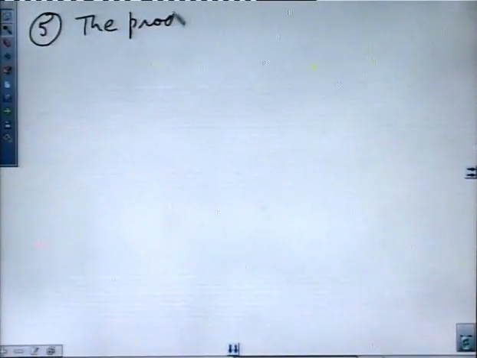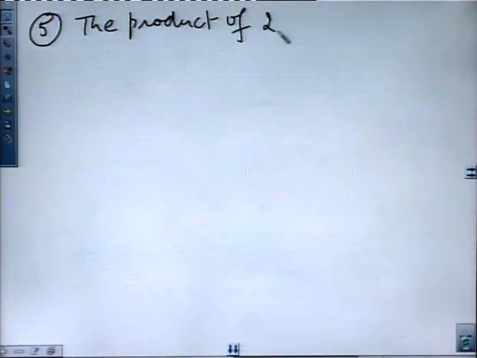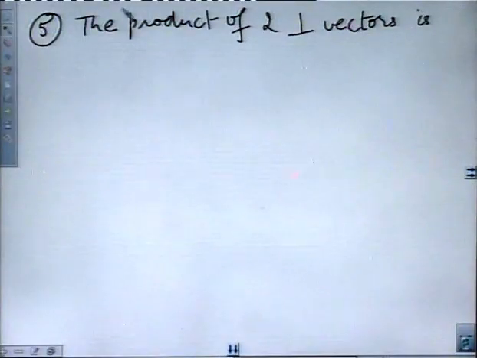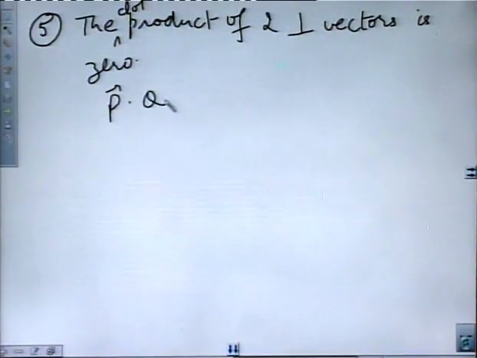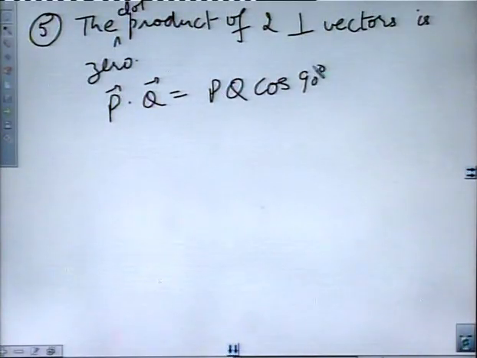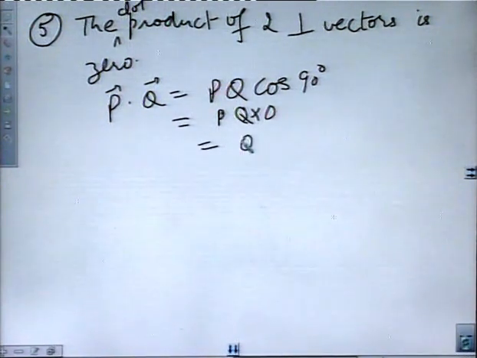The next property is the product of two perpendicular vectors. The dot product of two perpendicular vectors is 0. P vector dot Q vector is equal to PQ into cos 90 degree. If two vectors are perpendicular, theta is 90 degree and cos 90 is 0. So, PQ into 0, we get the resultant equal to 0.